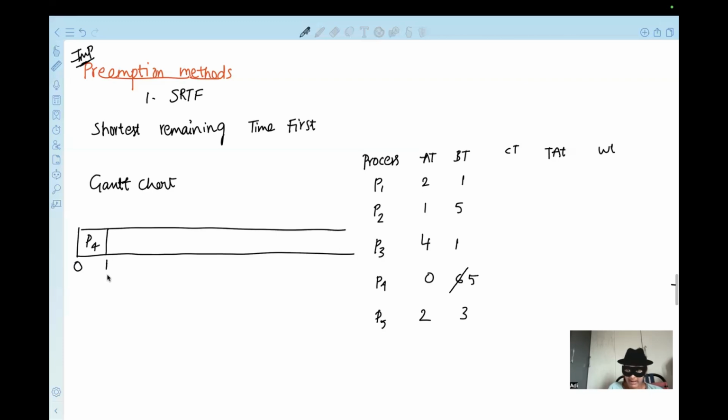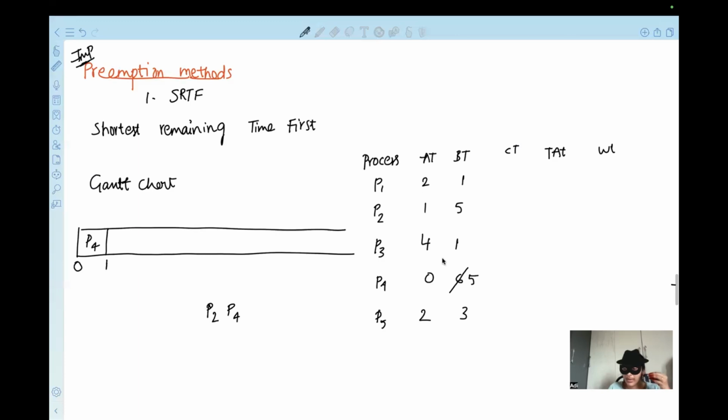Okay, at 1, is there any process coming? Yes, at 1, P2 is coming and P4 is also there. P4 is just waiting because an interruption has occurred. That is the main thing of shortest remaining time first. So P2 is there and P4 is there. Between P2 and P4, we'll compare the burst times again.